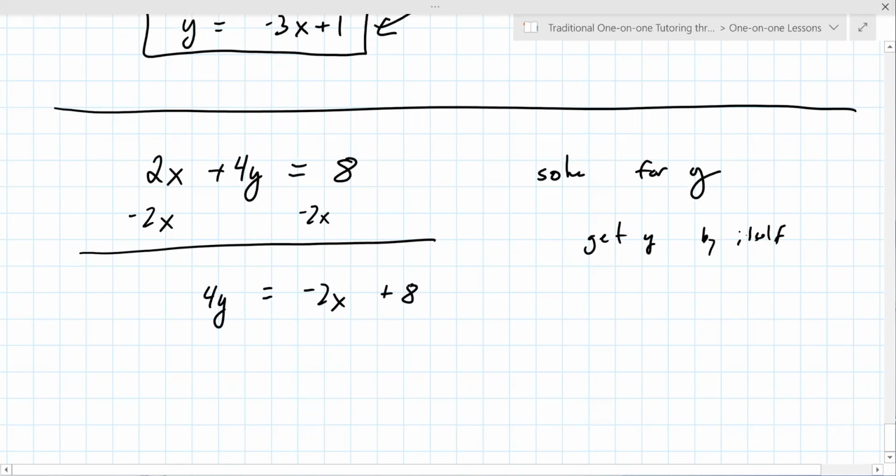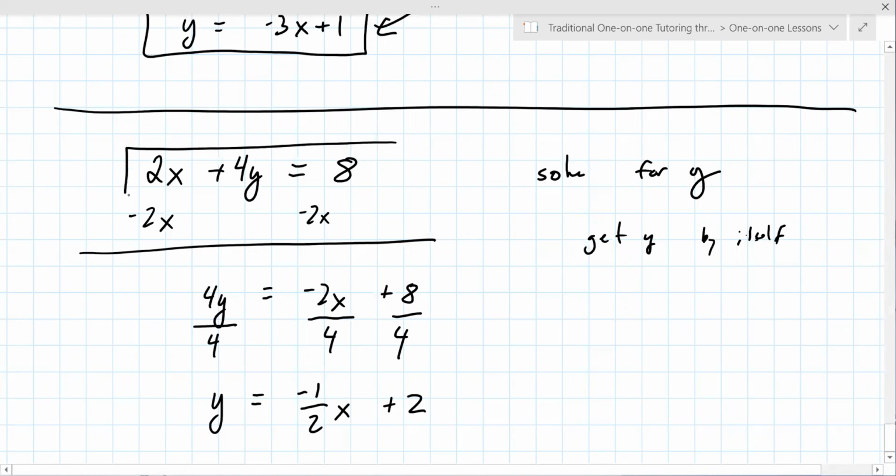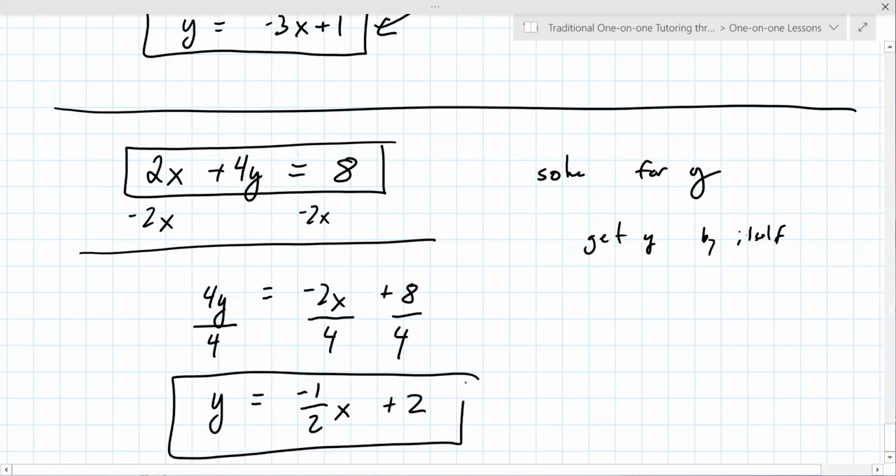Sounds good. Okay, so now this 4 is multiplying y, so you undo it with division. Now, this is where you gotta be very careful. You're dividing everything by 4. You're not just choosing one or the other, it's both. All right. So then I would give you negative 1/2 x plus 2. Yes. Okay. So again, what I'm boxing in, these are equivalent. They are the same. One is in standard form, one is in slope-intercept form.